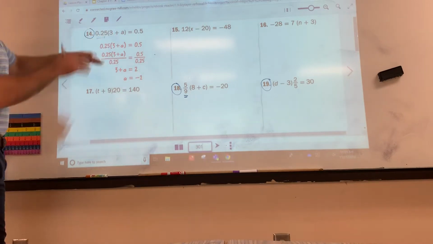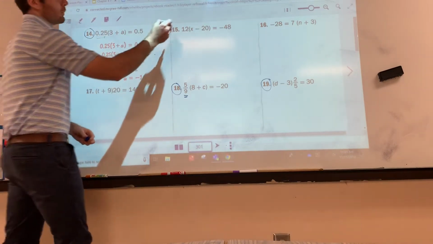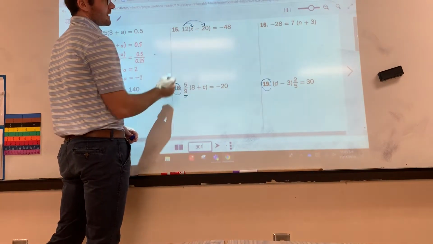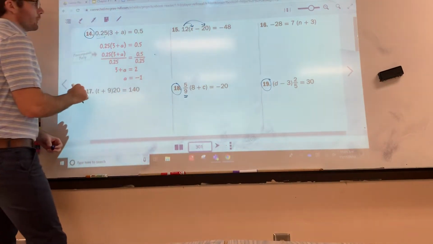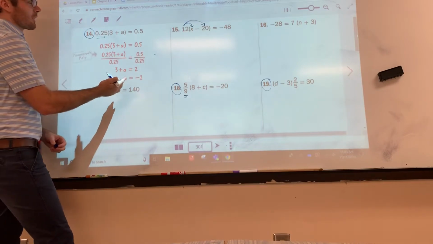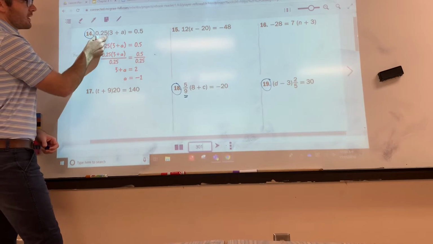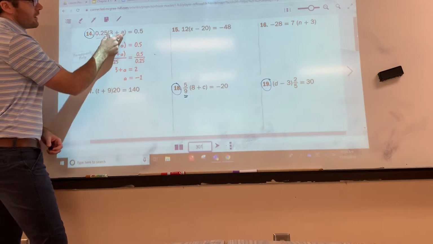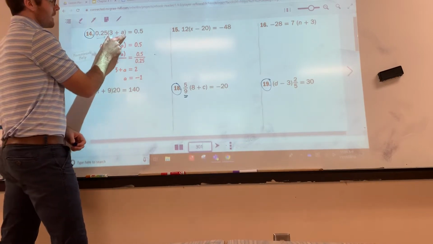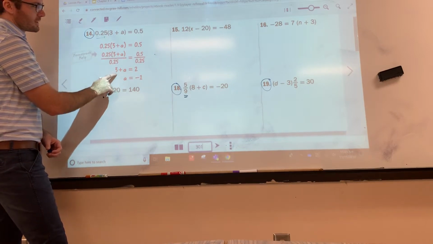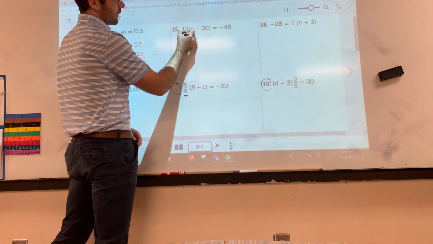Remember how we had the distributive method where you would multiply the coefficient by both of the numbers inside the parentheses? Well, they used the Zakai method where you would divide by the coefficient. So instead of having 25 hundredths of a group of 3 plus A, they are getting rid of that 25 hundredths to make just one group of 3 plus A. So I'll show you what that looks like over here.